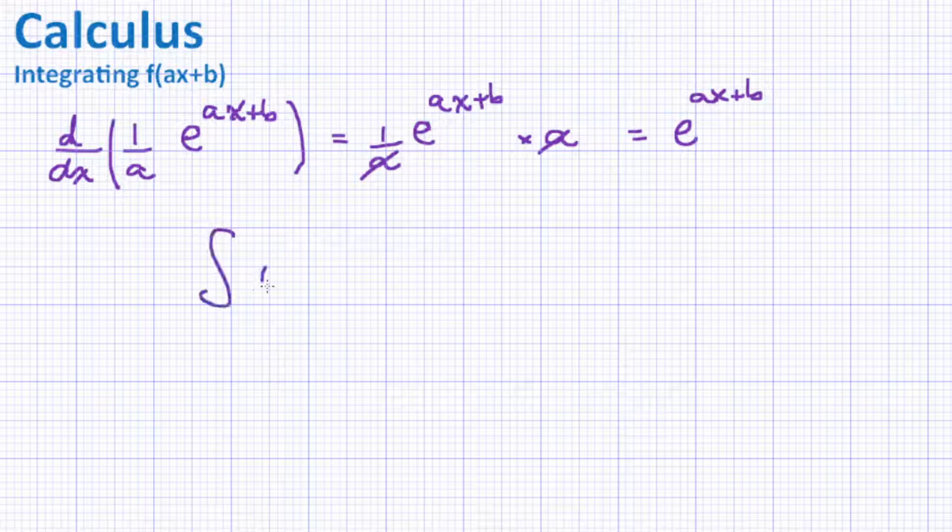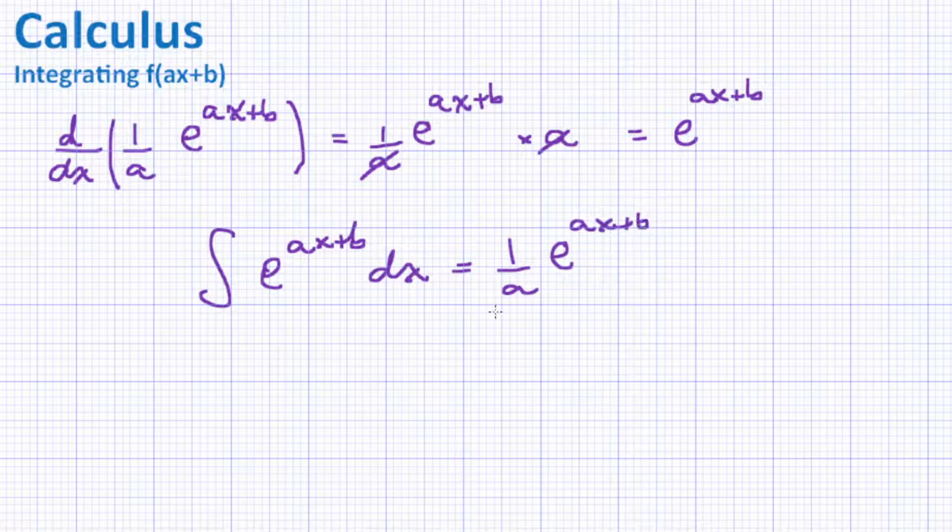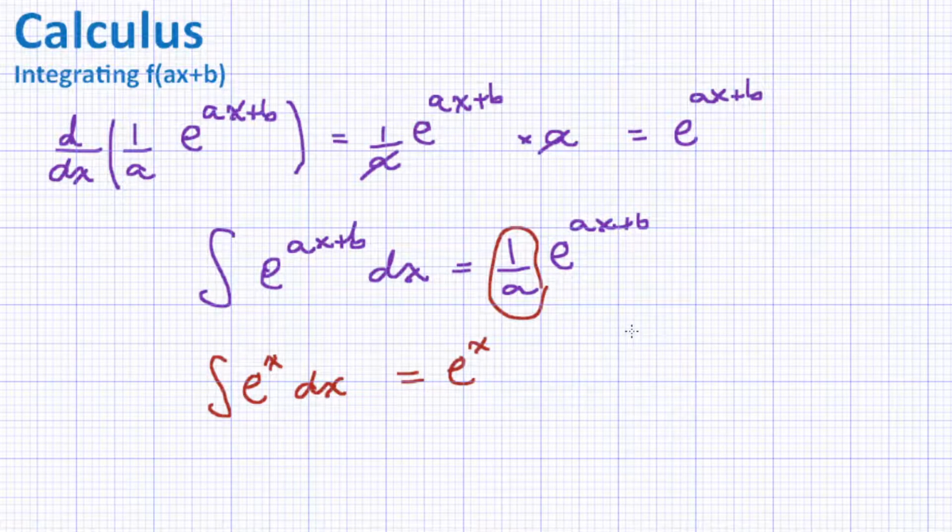Therefore, my answer is the exponential e to the power of ax plus b. Therefore, the integral of e to the power of ax plus b dx is 1 over a e to the power of ax plus b. So let's compare with our e to the power of x, which is simply e to the power of x. Notice that now we do have 1 over a multiplying in front of it. Everything else is the same.